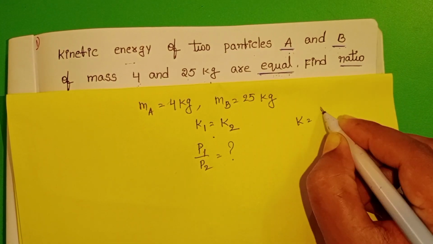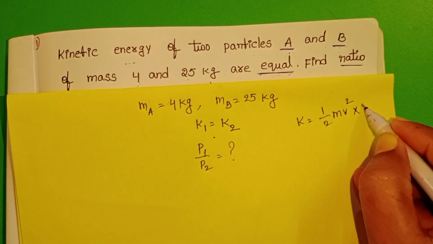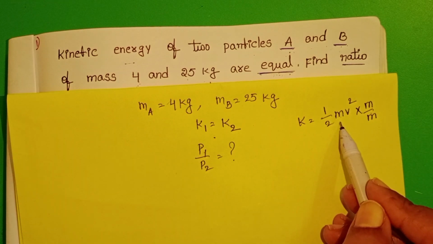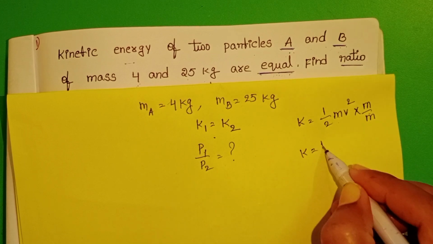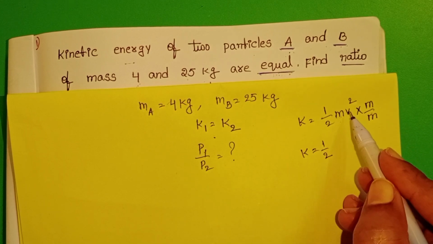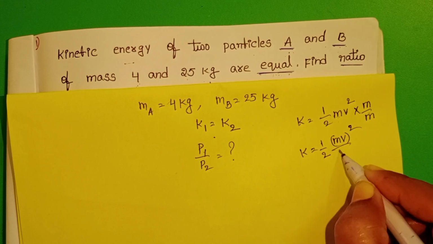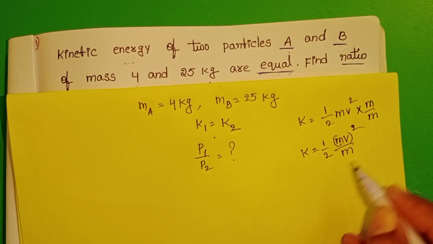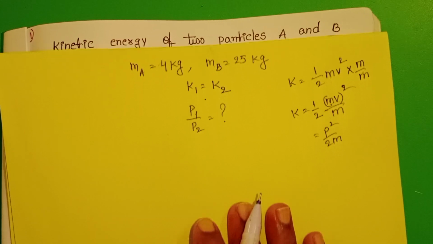Kinetic energy is equal to half mv square. Multiply and divide with mass. Why? Because to convert this formula in the form of momentum. Kinetic energy equals half into m square v square by m, right? mv whole square by m. The product of mass and velocity is called momentum. So kinetic energy is P square by 2m, where P is momentum.